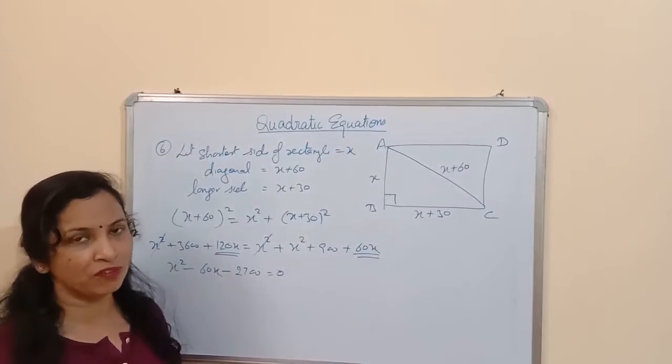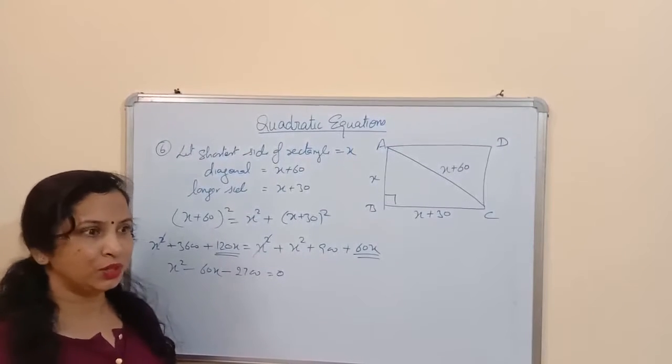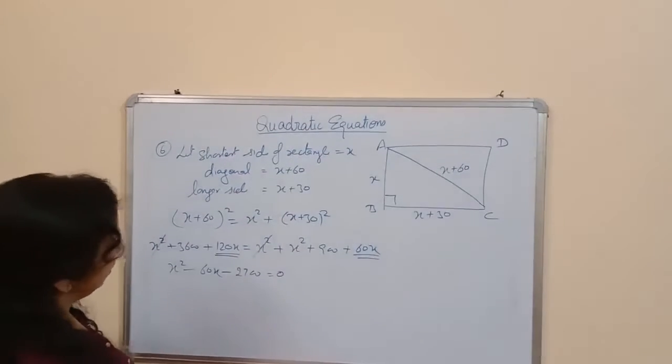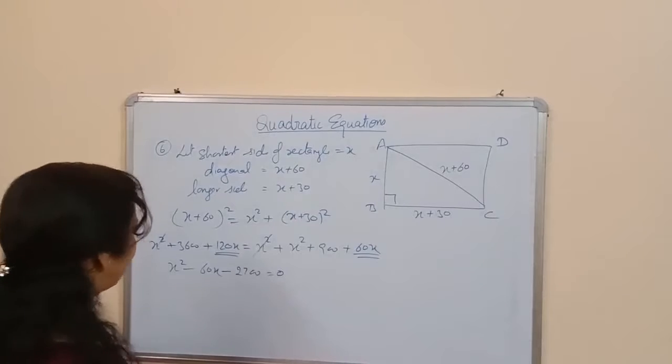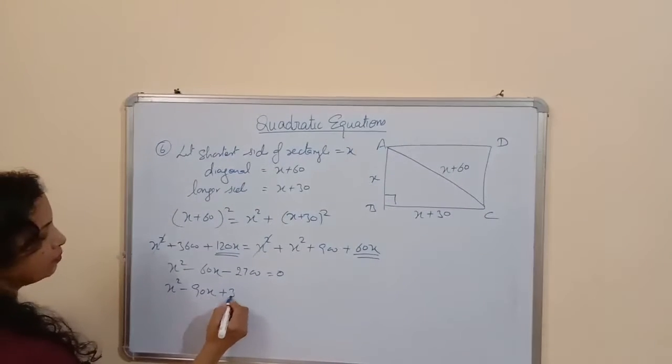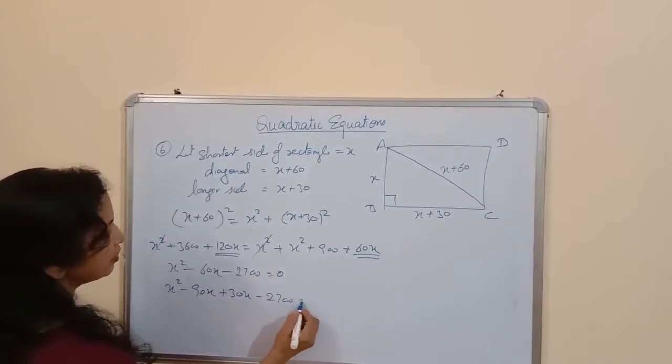Most of the equations do not solve by factorization, but by using the quadratic formula, you can solve all the equations. So for getting 60, 9 3s are 27. Yes, 90 minus 30. x square minus 90x plus 30x minus 2700 is equal to 0.